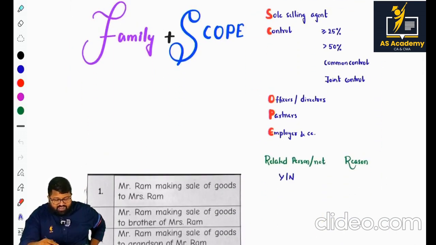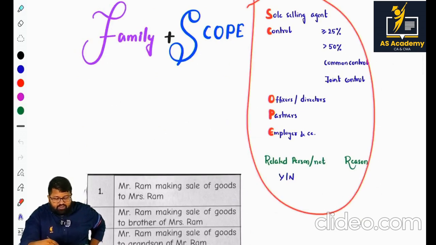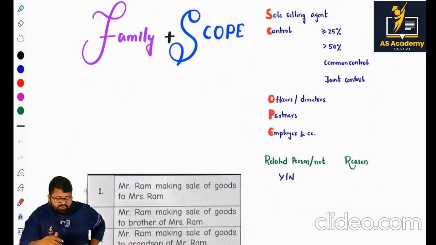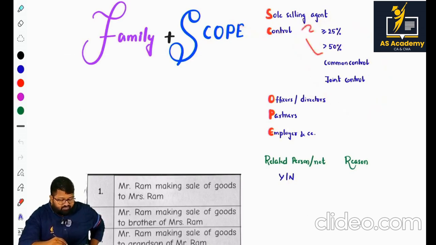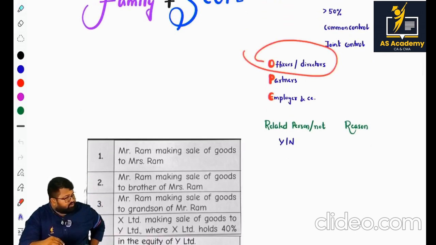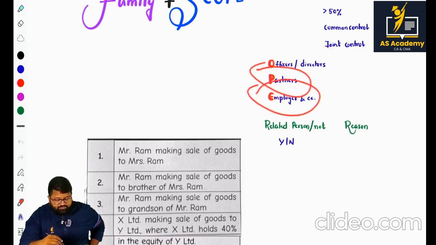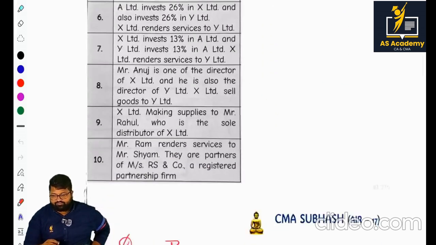Okay. So to summarize, what is the point? FAMILY plus SCOPE. S stands for sole selling agent. C stands for control. This control can be greater than or equal to 25% or 50%, common control or joint control. O stands for officers or directors. P stands for partners. E stands for employee and employer.